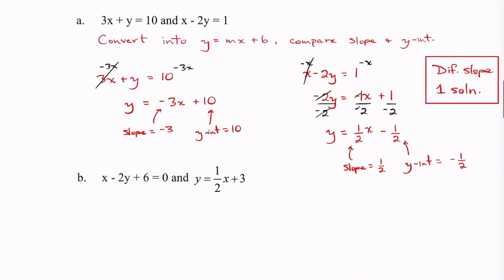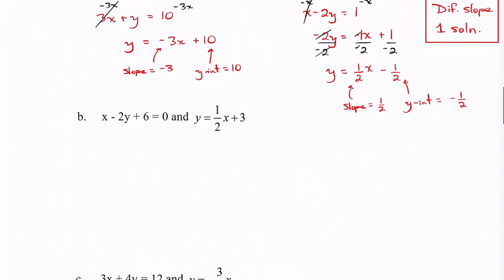Moving to the next one, we're going to do the same thing. So we're going to try to get this y by itself. So I am first going to subtract an x and then subtract an x. And I'm also going to subtract a 6 to get rid of the 6 and subtract a 6. So what I end up getting is minus 2y on the left equals, and then a minus x and a minus 6 on the right. And then to get rid of that negative 2 in front, divide by negative 2.